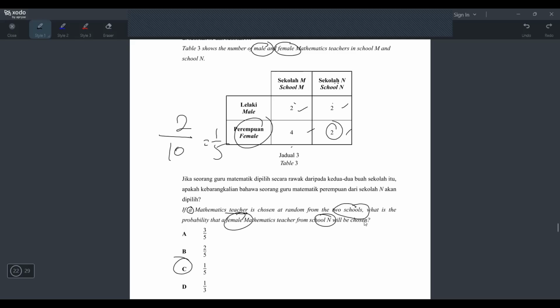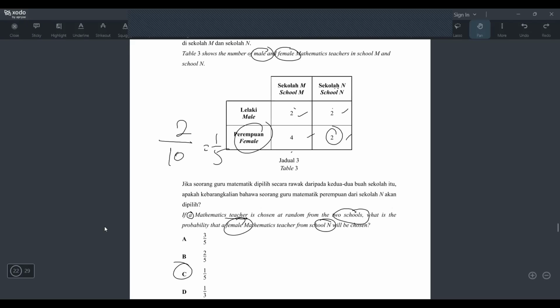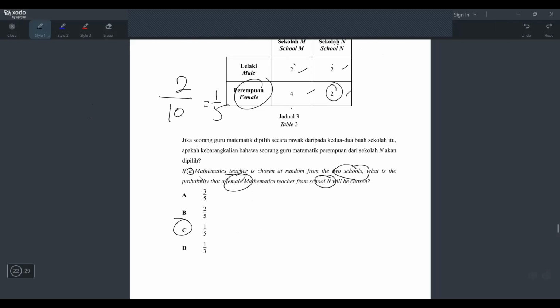And then what is the probability of female from school N? So the formula will be you take the number of female in school N, which is 2, divide with total from 2 schools. And then 1 over 5. Okay, so this one is very simple. It's simple because you only choose 1.